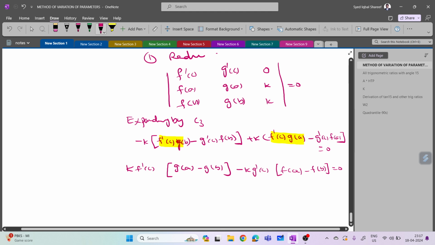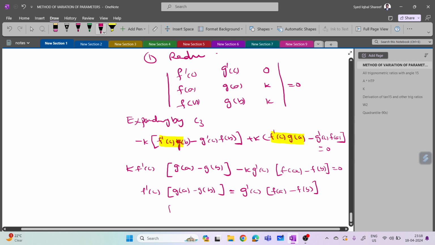Now k is common, k cannot be equal to 0, so this part equals 0. So f dash c into g of a minus g of b equals g dash c into f of a minus f of b.